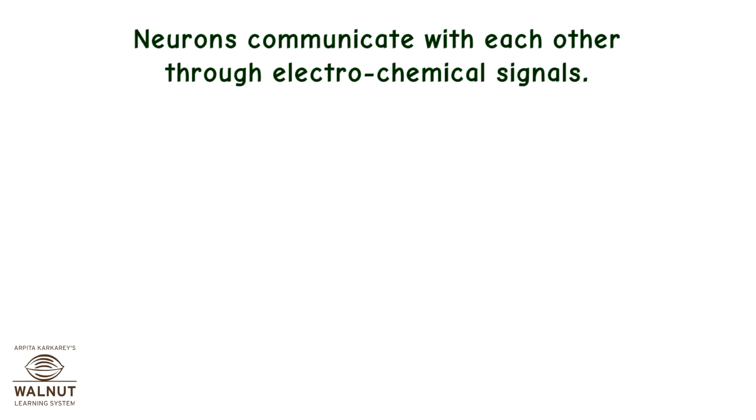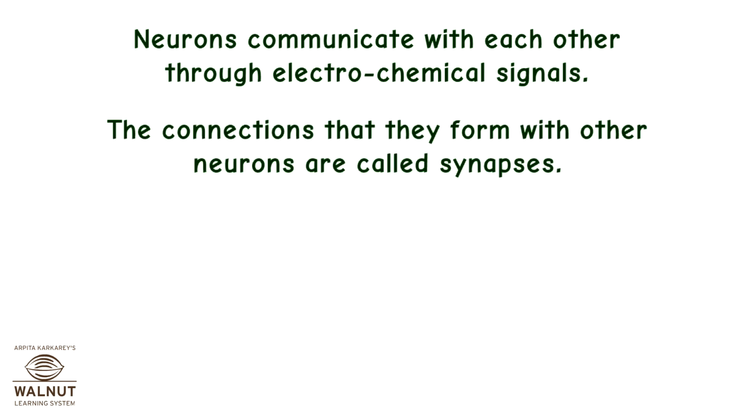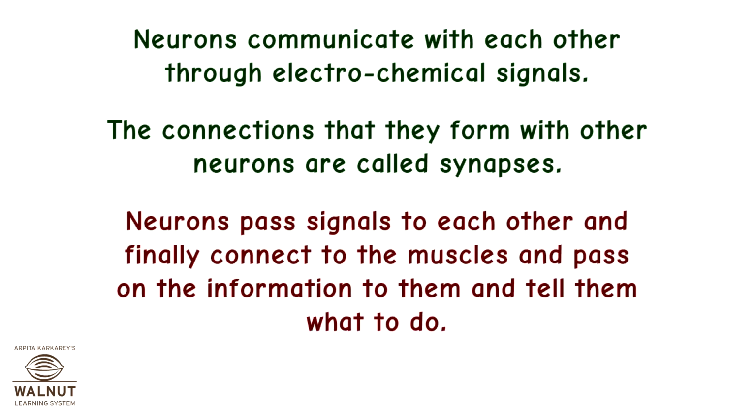Neurons communicate with each other through electrochemical signals. The connections that they form with other neurons are called synapses. Neurons pass signals to each other and finally connect to the muscles and pass on the information to them and tell them what to do.